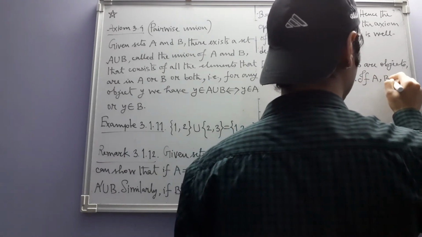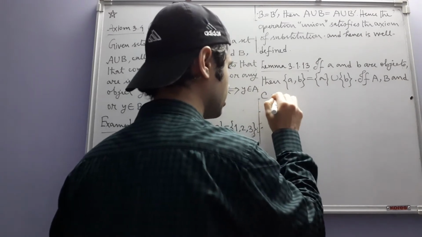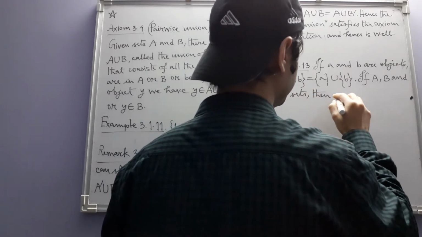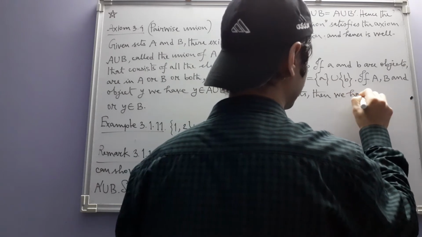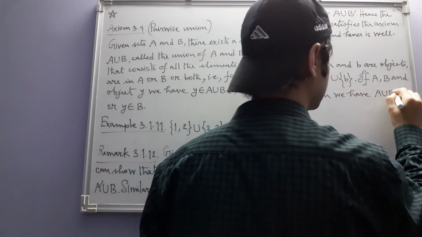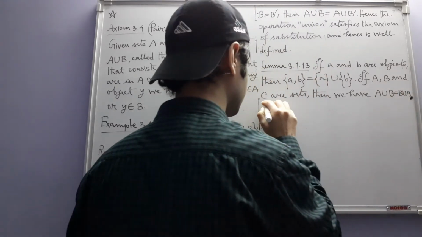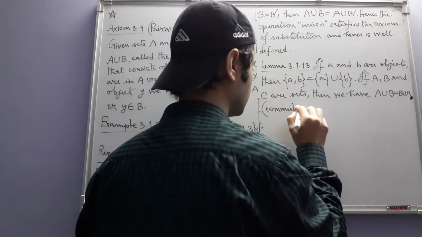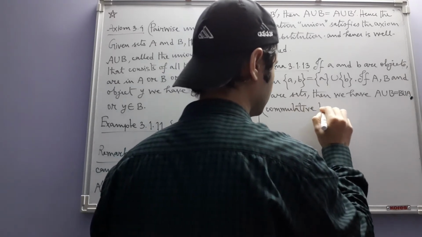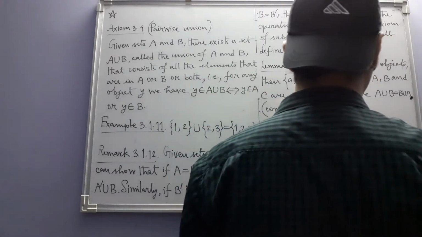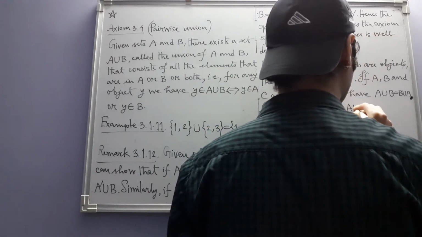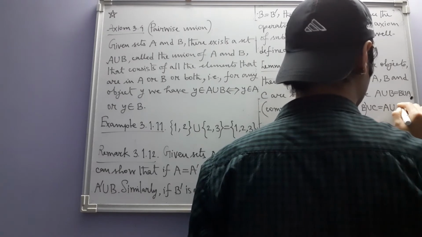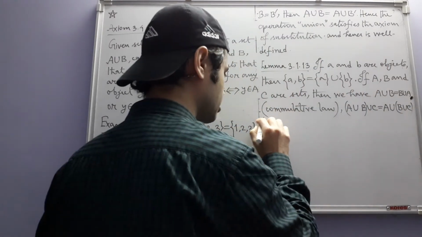If A, B and C are sets, then we have A union B is equal to B union A. You already know this is the commutative law. A union B union C is equal to the union of A and B union C. Associative law.